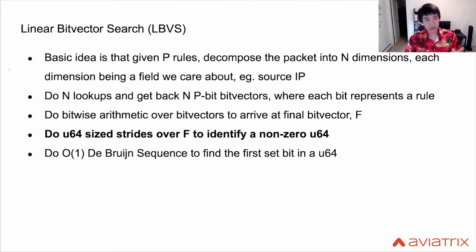Once we have this final bit vector, we can do u64-sized strides over it to identify non-zero u64s. What this means is we can basically process 64 policies at once in just a handful of machine instructions, meaning that the fast path is really, really fast. And then you can do a really neat little trick at the end: once you have the final u64, find the first set bit using something called a de Bruijn sequence.